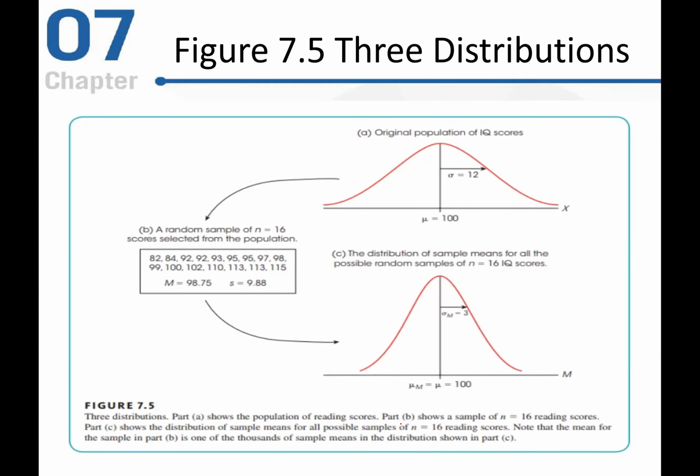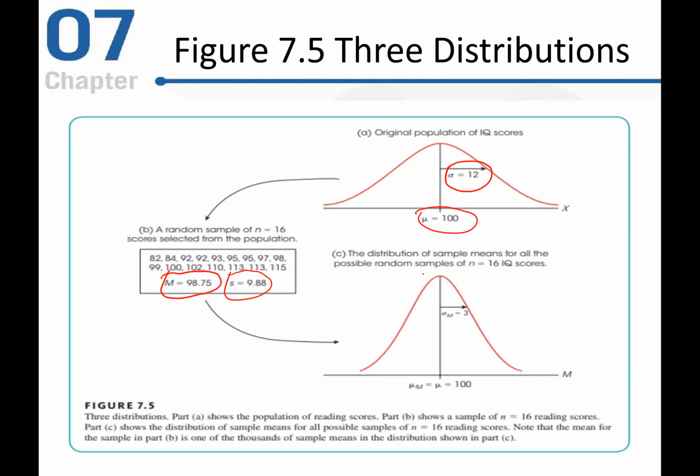So this is just another way to look at it. In this one, the original population IQ scores, let's say the population mean is 100 and the standard deviation is 12. Let's say we took a random sample of 16 scores from this population. We calculated it and we got a sample mean of 98.75 and a sample standard deviation of 9.88.